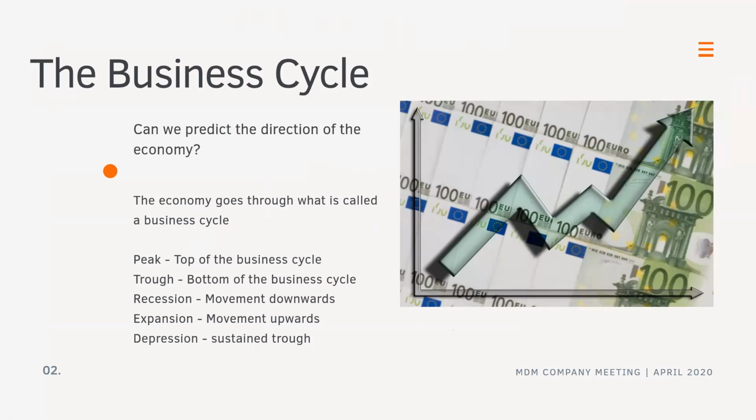The ups and downs of the economy are called a business cycle. The top of the business cycle is called the peak. The bottom of the business cycle is called a trough. When you go downwards, it's called a recession. When you're moving upwards, it's called the expansion. And a very deep drop, like what happened during COVID, could be called a depression.